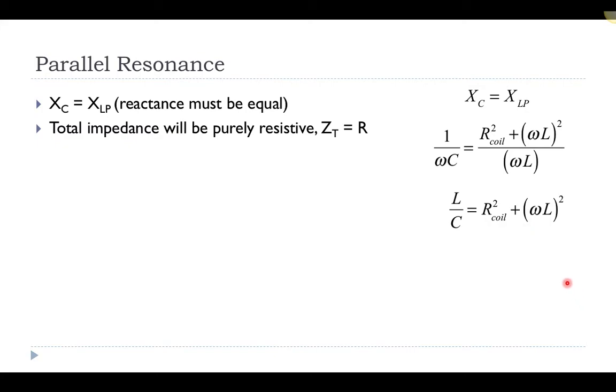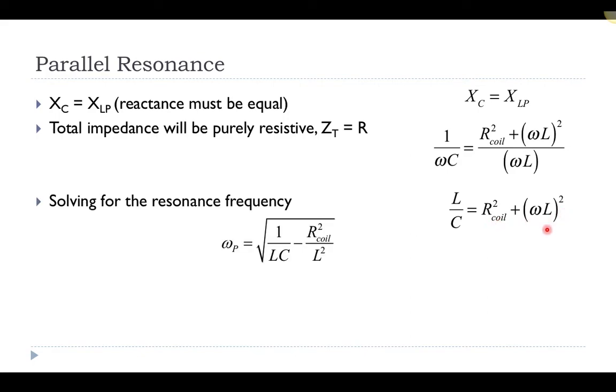I can rearrange terms a little bit, and if I multiply both sides by the angular frequency times the inductance, it cancels out the angular frequency, and then I have the inductance over the capacitance equals the coil resistance squared plus the angular frequency times the inductance squared, and I can solve for what that resonance frequency is.